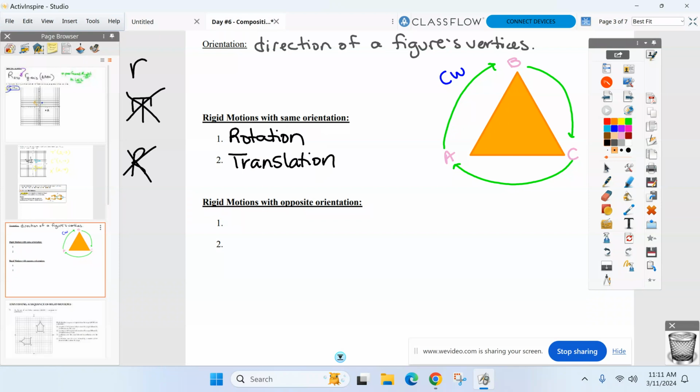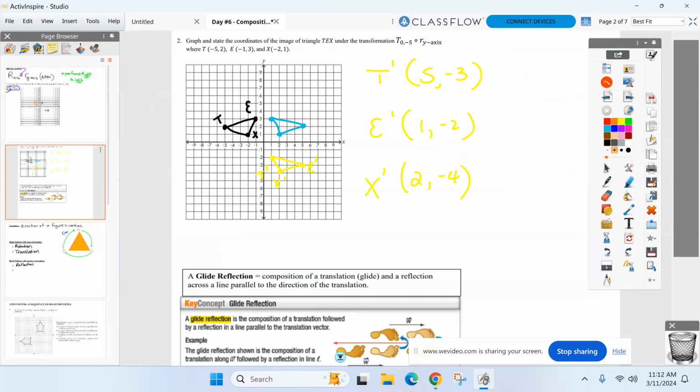All right, now let's talk. What would change the orientation? So I do this to triangle ABC, and now it's going counterclockwise instead. What's my one remaining one up there? Reflection, and I'll show you how and show you why. Hey guys, go back to triangle text for me. I'm using that example a lot today. Go back to triangle text for me.